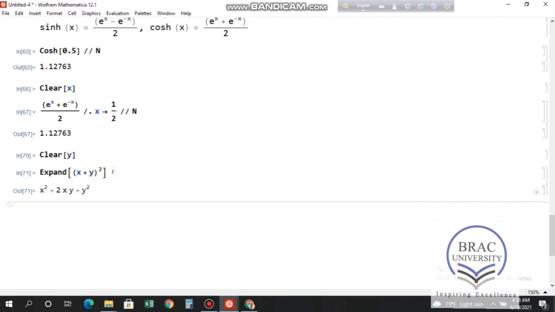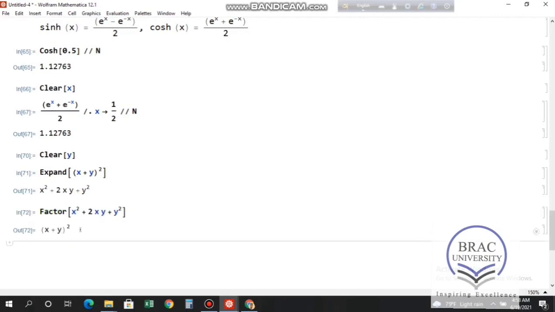Yes. If we want to get back to (x plus y) whole squared, we can use the Factor command. So inside Factor, let's just copy paste the expression. We could also use the percent sign here. So we get back to (x plus y) whole squared. We could also take a larger power of x plus y. So let's take (x plus y) to the power 12 here. This will also get expanded.